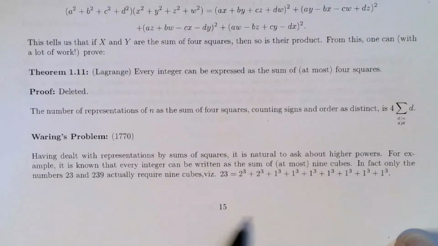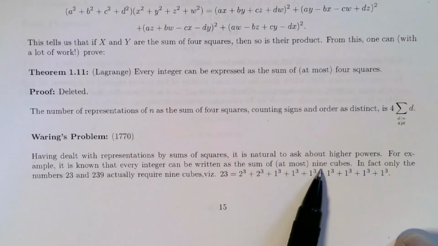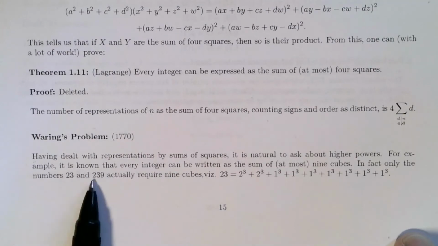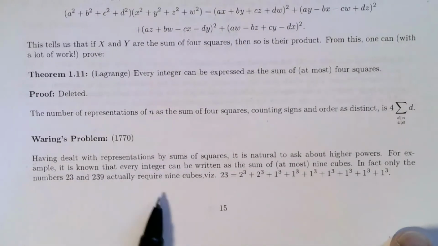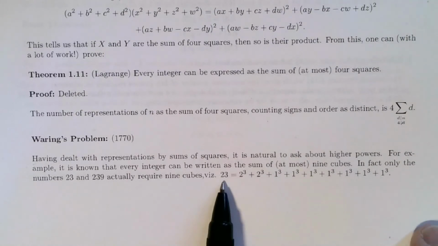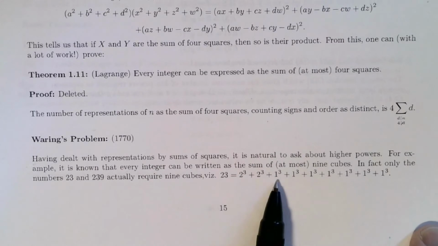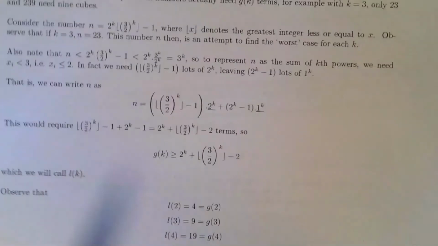For example, it's known that every integer can be written as the sum of at most 9 cubes. Now, in fact, these numbers, 23 and 239, are interesting numbers. All numbers, of course, are interesting, but these two are particularly interesting because they actually require 9 cubes. To write 23 as the sum of cubes, it has to be 2 cubed, 2 cubed, and then 7 lots of 1 cubed. And 239 is done in a similar way. It also requires 9 cubes.